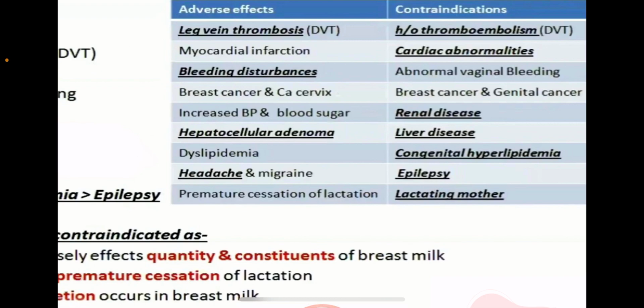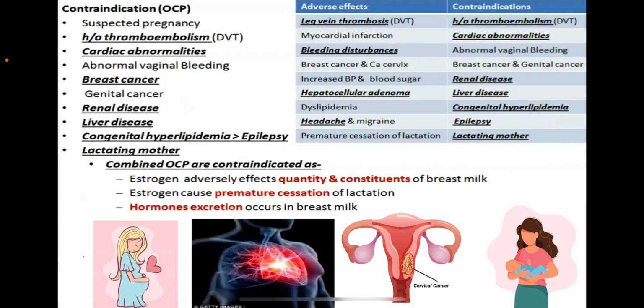Under cervical cancers, bleeding, cardiac abnormalities, liver and renal abnormalities, epilepsy and lactating mother, it is contraindicated. What are the adverse effects? What can OCPs lead to? It can lead to cancers, bleeding disturbances, myocardial infarction, migraine, headache, dyslipidemia and premature cessation of lactation. So we are very thorough about the contraindications and adverse effects.